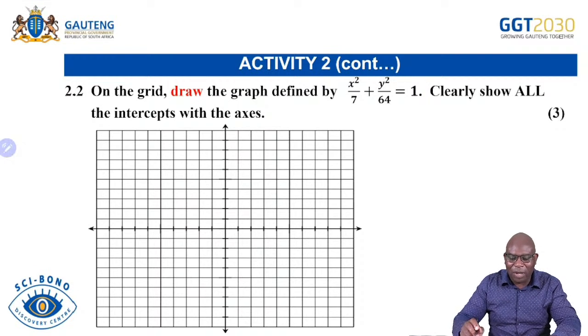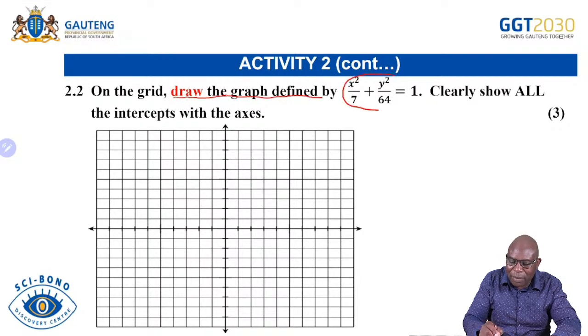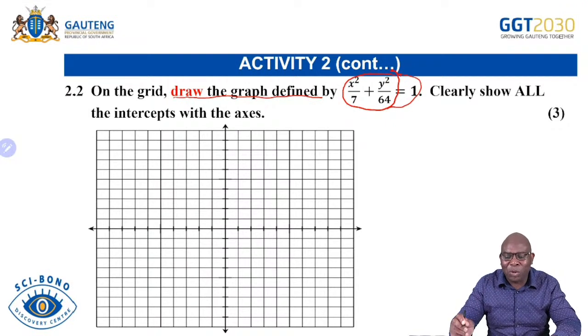Let's see. On the grid, they say draw the graph defined by that. Please, you must always try to see what you're supposed to do in there. You have x squared over 7, y squared over 64. It's a plus sign, please. Then you have equals to 1. So the answer there must always be equal to 1. And they say clearly show all the intercepts with the axes. This is 3 marks.